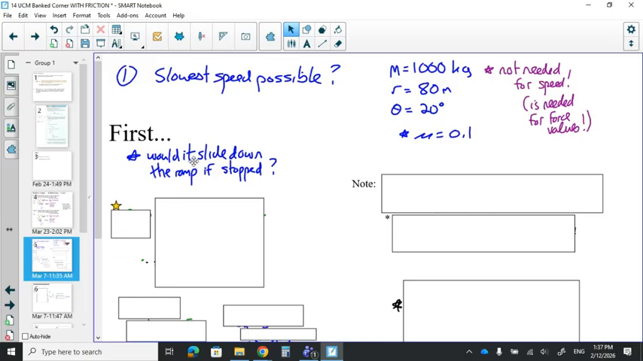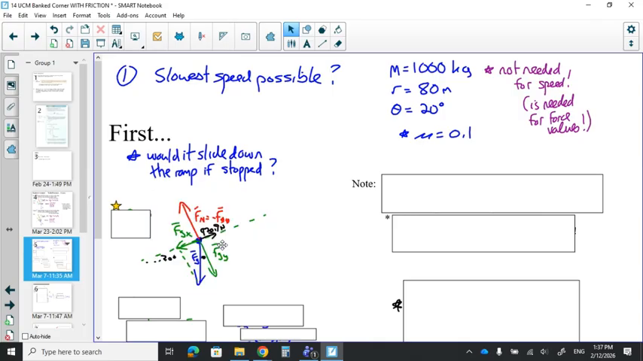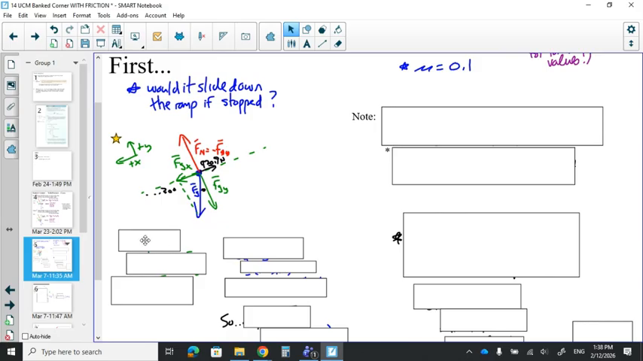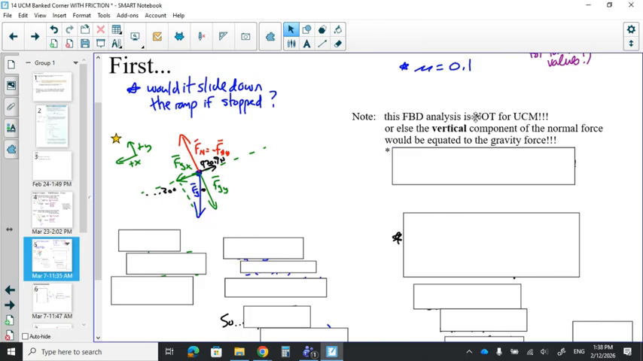So the first thing we have to look at is just would it just slide down the ramp if it was stopped, right? In which case, if it wouldn't, then the minimum speed, you can go as slow as you want, right? So let's look at our free body diagram for this thing. We're going to show the friction up the ramp. So that already has the calculated value in there. We still have our free body diagram with our direction system as usual, as we said on the other page or whatever.